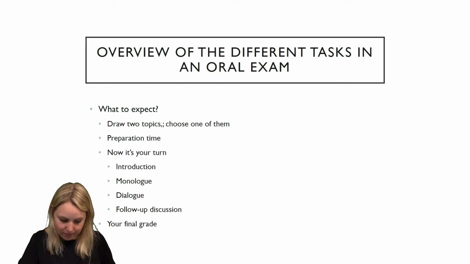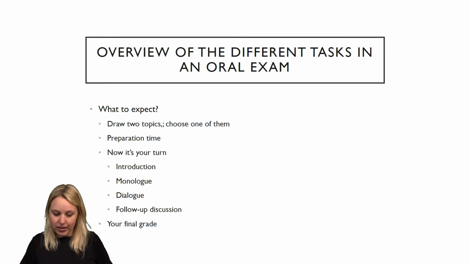Good. So let's have a look at the different tasks in an oral exam. Okay, so at first, before you start with your topic, you have to pick two topics. So you draw two topics, and then you have to choose only one of them, which is great. So you only have to talk about one topic. And then you have the preparation time. It's in between 20 and 30 minutes.